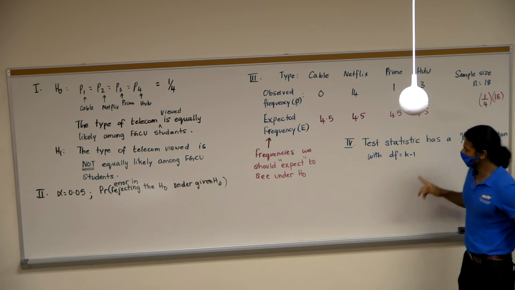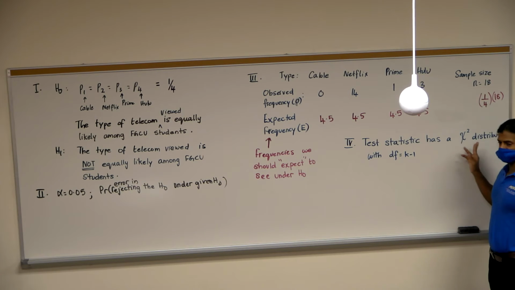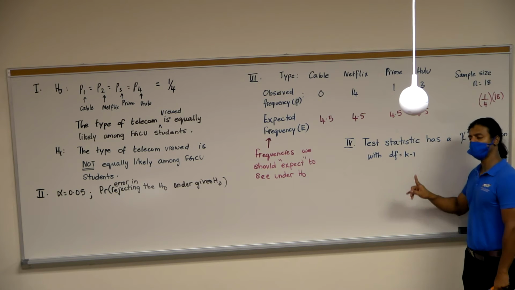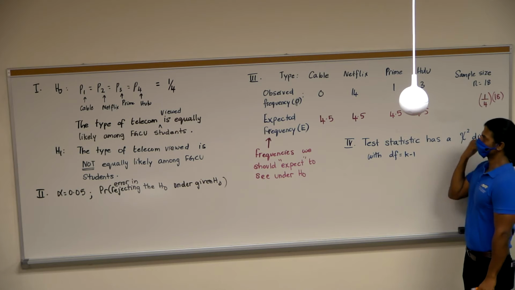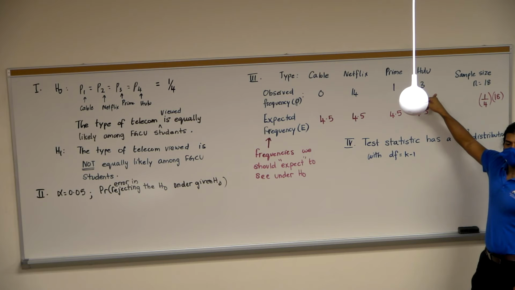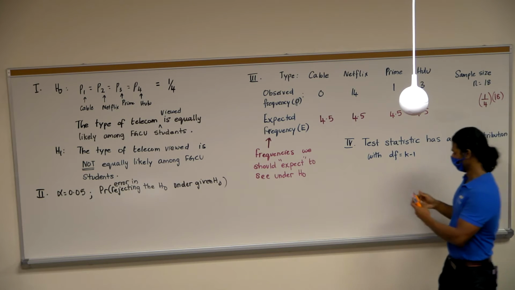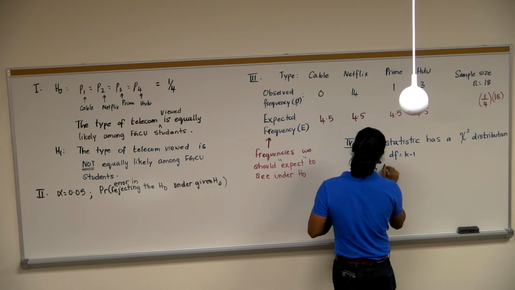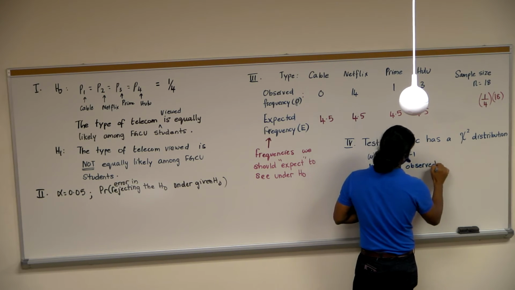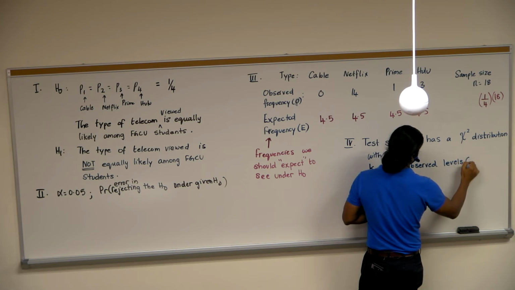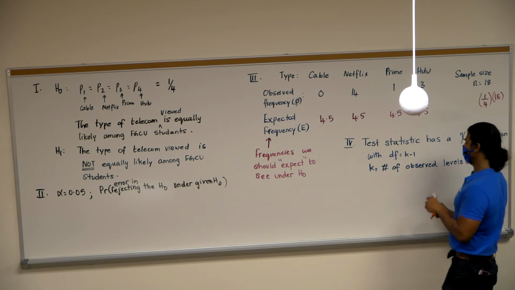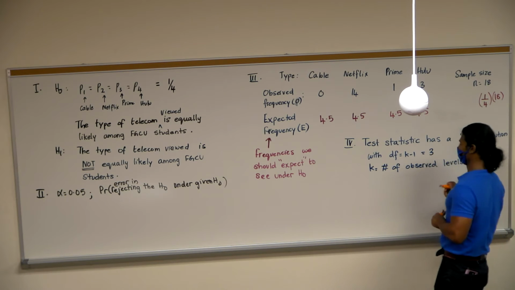As always, the test statistic in this case has a chi-square distribution with degrees of freedom equal to k minus 1. And you may say, well, what is k? K is simply the number of levels that we observed. So how many levels do we have? 4. So the degrees of freedom would be 4 minus 1, we have 3.